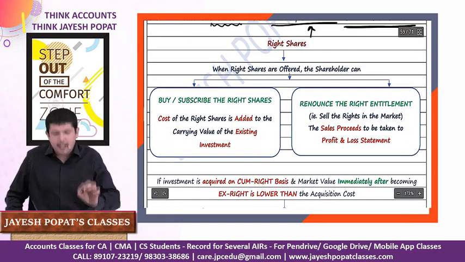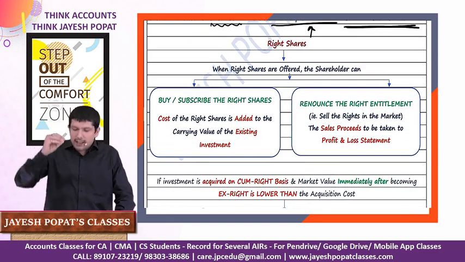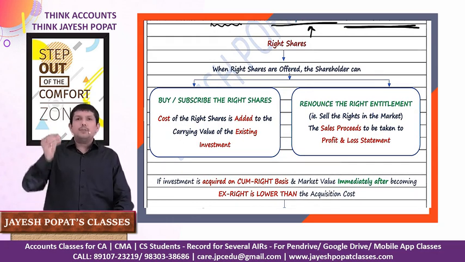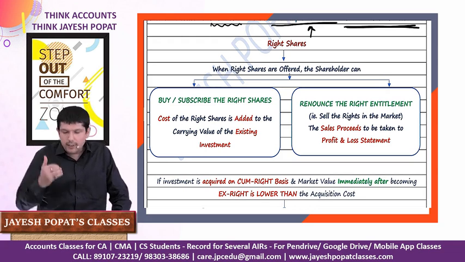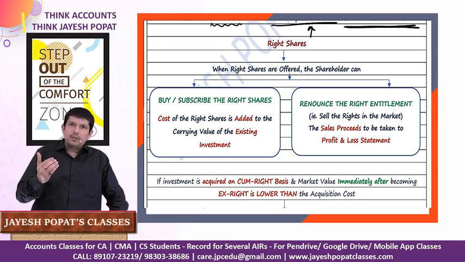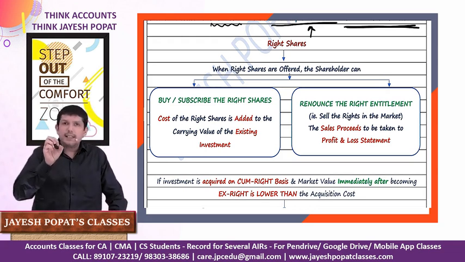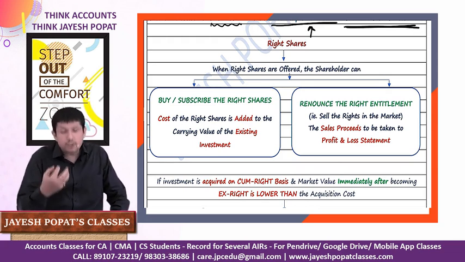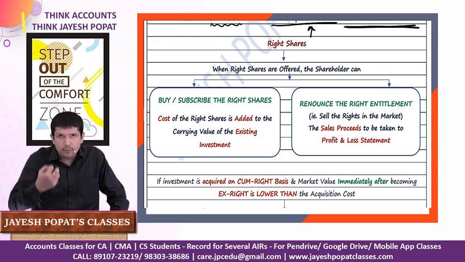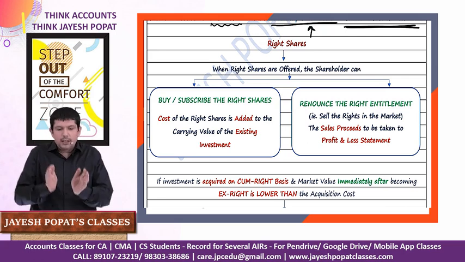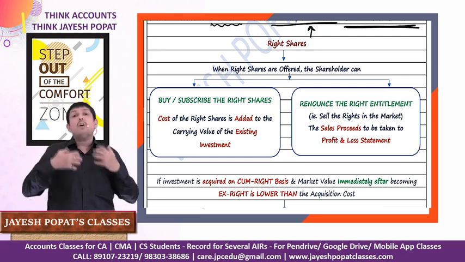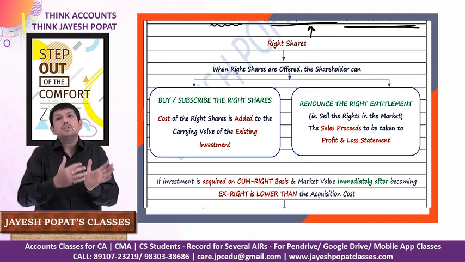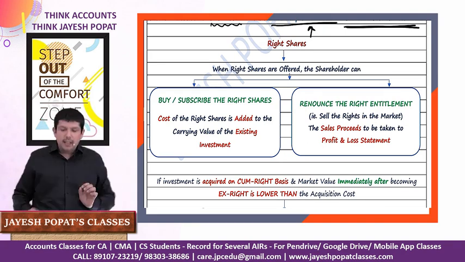Now we'll talk about the right shares. See, right shares, we know that any further issue of shares has to be first offered to the existing shareholders of the company, right? So when the company comes up with a right issue of shares, the company will give the existing shareholder an opportunity or an option to subscribe to the new shares. The shareholder, at his discretion, has a right either to buy these shares, or the shareholder may also sell his right entitlement in the market.